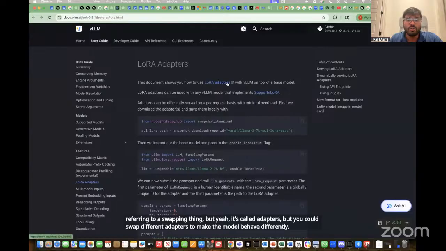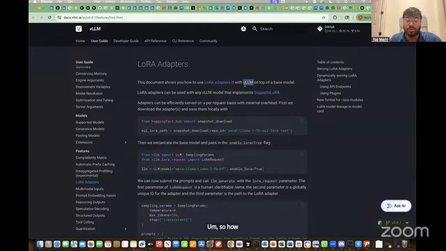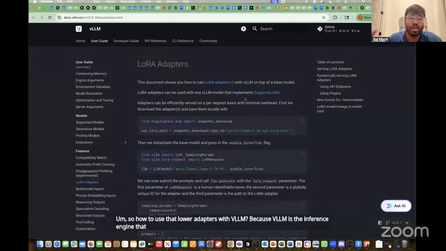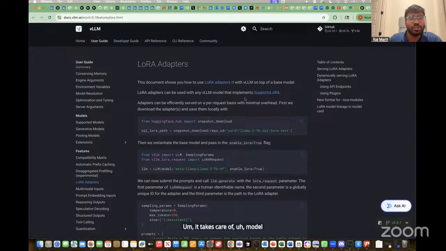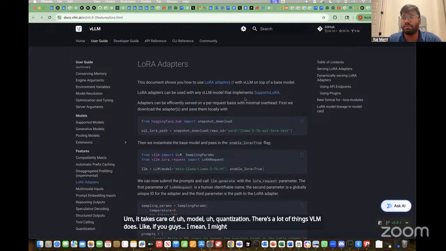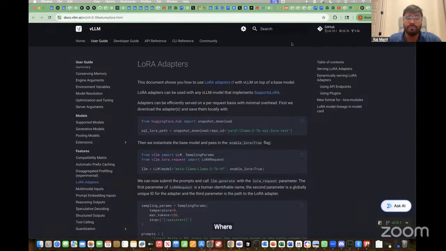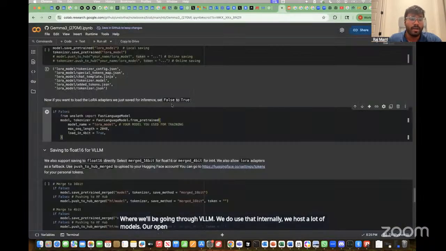So, how to use LoRA adapters with vLLM? Because vLLM is the inference engine that I think is in production everywhere. If you're getting too many requests, there's continuous batching, there's paged attention. It takes care of model quantization. There are a lot of things vLLM does. I might have a session on that pretty soon where we'll be going through vLLM. We do use that internally. We host a lot of our open source models using vLLM.